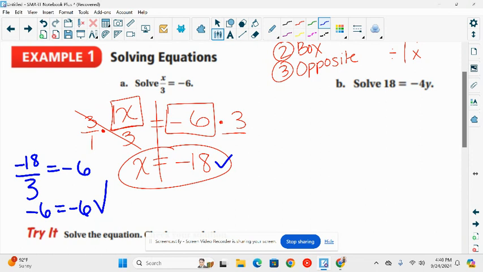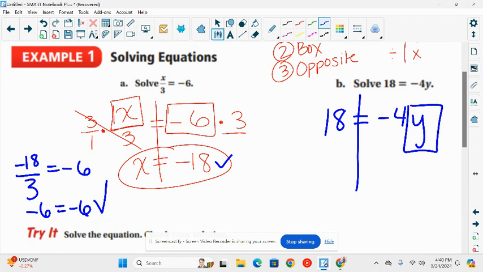With part B, I've got 18 equals -4 times y. Remember, when a number is next to a variable, it means multiplication. So I'm going to chop it. I'm going to box it. I'm going to do the opposite. The goal is to get the variable all by itself. So we look for the side with the variable. Everything else on that side has to move away.